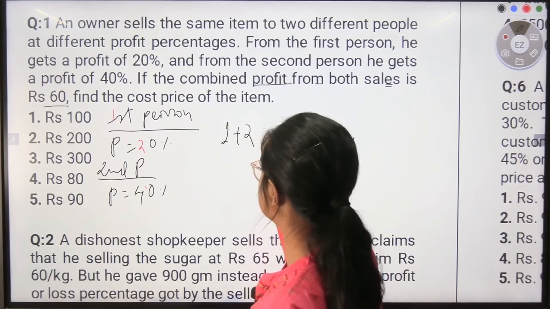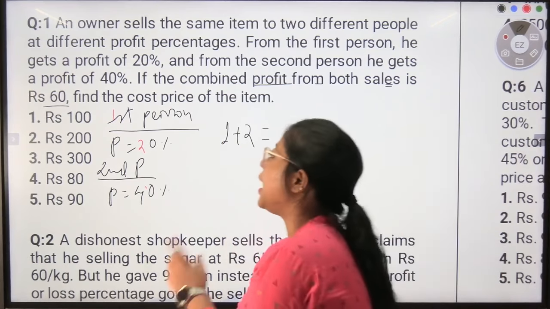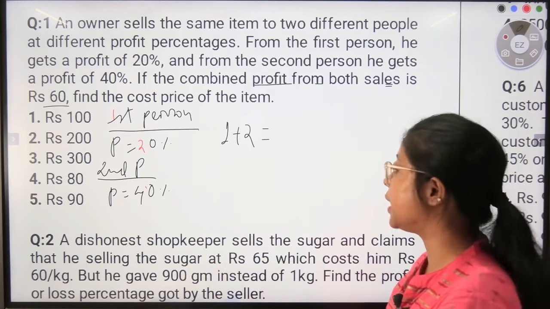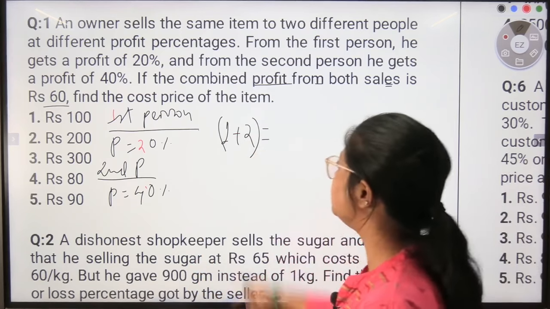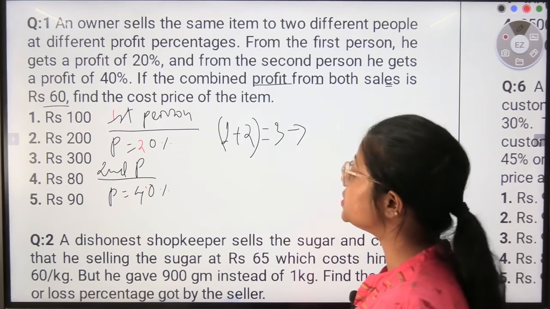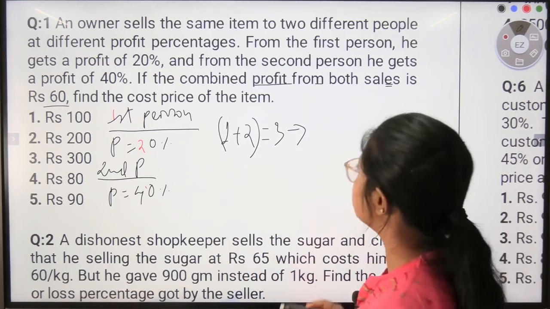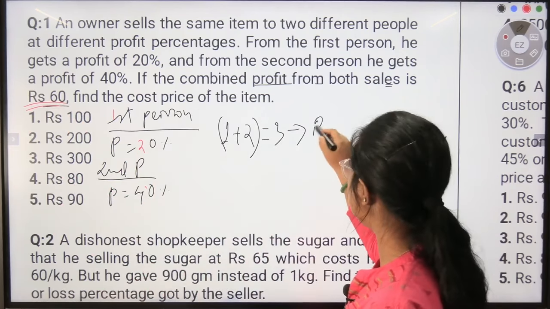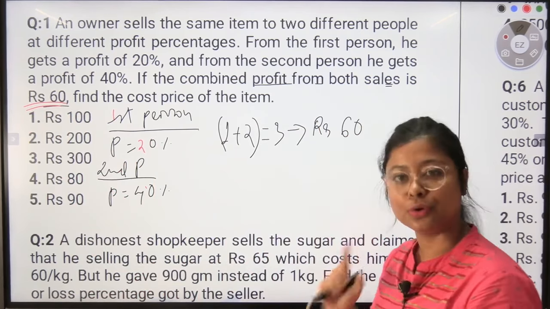1 plus 2. This is my combined profit, isn't it? Because from the first person I have gained rupees 1 and from the second person rupees 2 according to the ratio. So as a whole the combined profit would be 1 plus 2, how much? 3. But according to the question, the actual profit is how much? Rupees 60. So that means my 3 ratio must be equal to rupees 60.